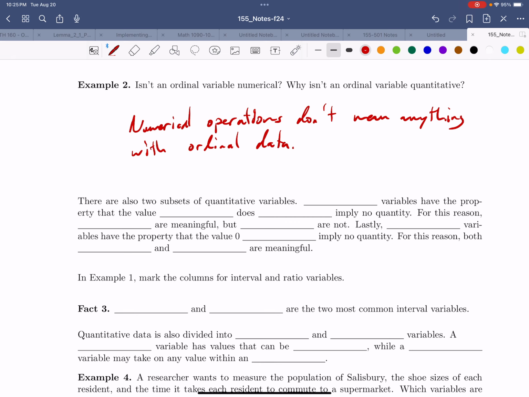Right, now there are also 2 subsets of quantitative variables. Interval, kind of rare. Interval variables have the property that the value 0 does not imply 0 quantity. So for this reason, differences are meaningful, but ratios are not. And lastly, ratio level data, or ratio variables, have the property that 0 does imply no quantity. So both differences and ratios are meaningful.